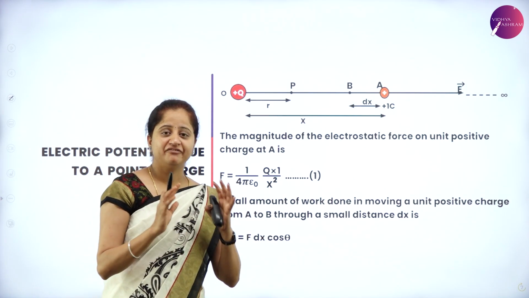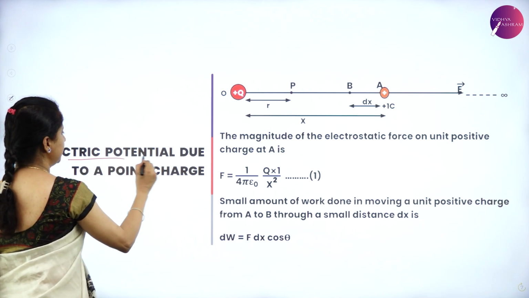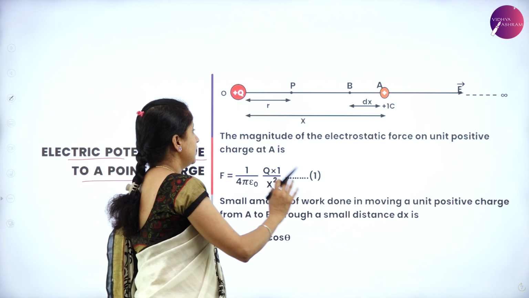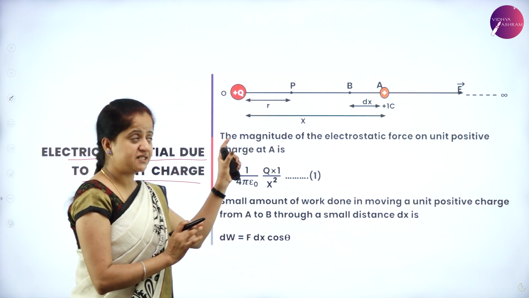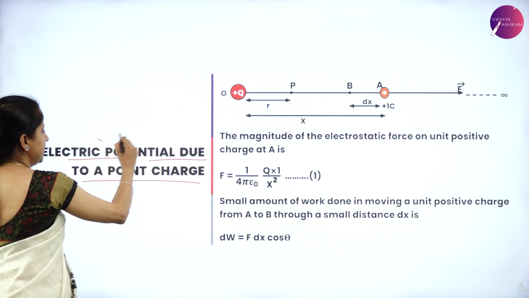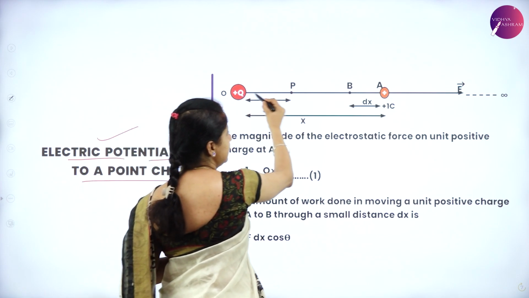So now, after knowing about all these basic concepts, let us derive an expression for electric potential due to a point charge. We know what is a point charge. So I have taken a point charge in an electric field. So let us consider a point charge and find the electrostatic potential due to it.